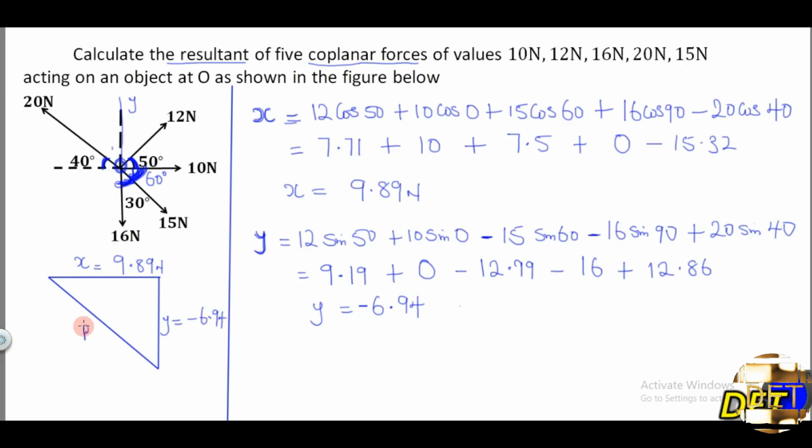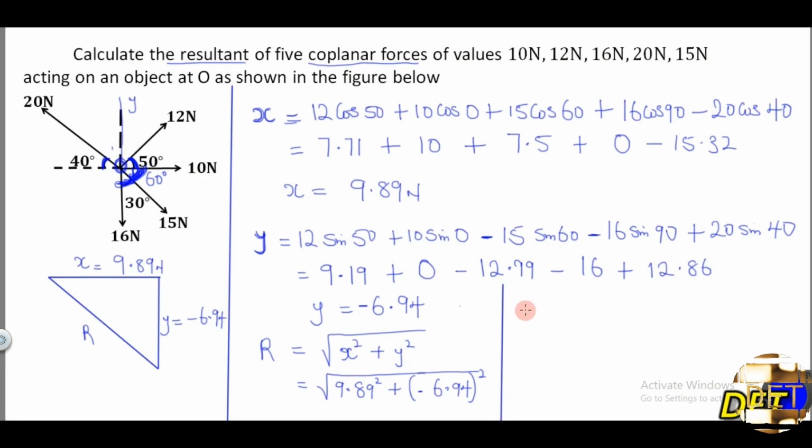And this is my resultant, right? So from Pythagoras theorem, my resultant from this diagram will be equal to the square root of x squared plus what? Y squared. So this will be equal to the square root of my x, which is 9.89 squared, plus my y, which is minus what? 6.94, squared, right?